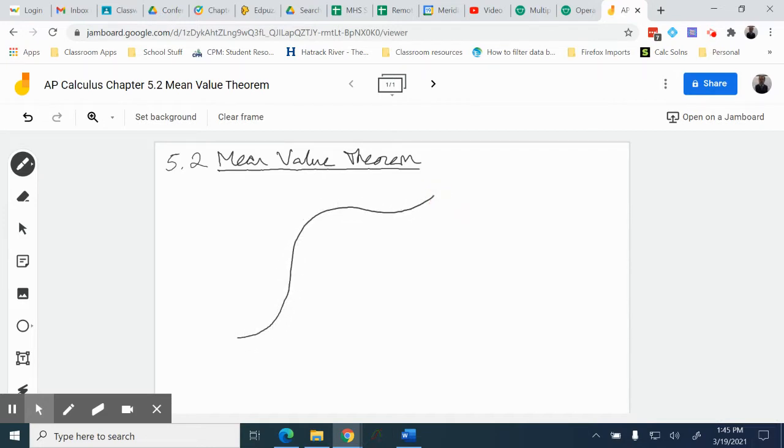Here is some function, and here is a point where x is equal to a, and here is another point where x is equal to b, and the function is f of x. So obviously this y value is f of a, this y value is f of b. And I can draw a secant line through these 2 points. This is called a secant line, any line that cuts 2 points on a curve.